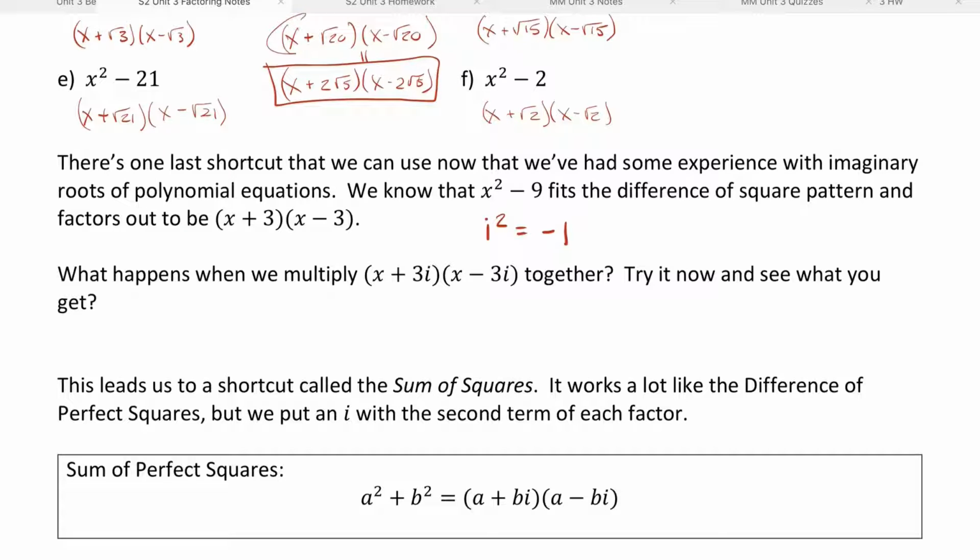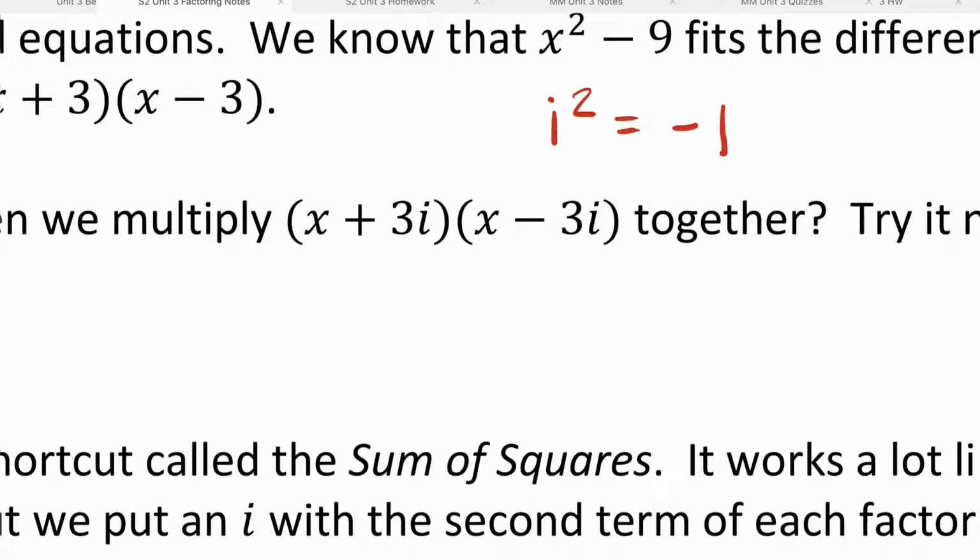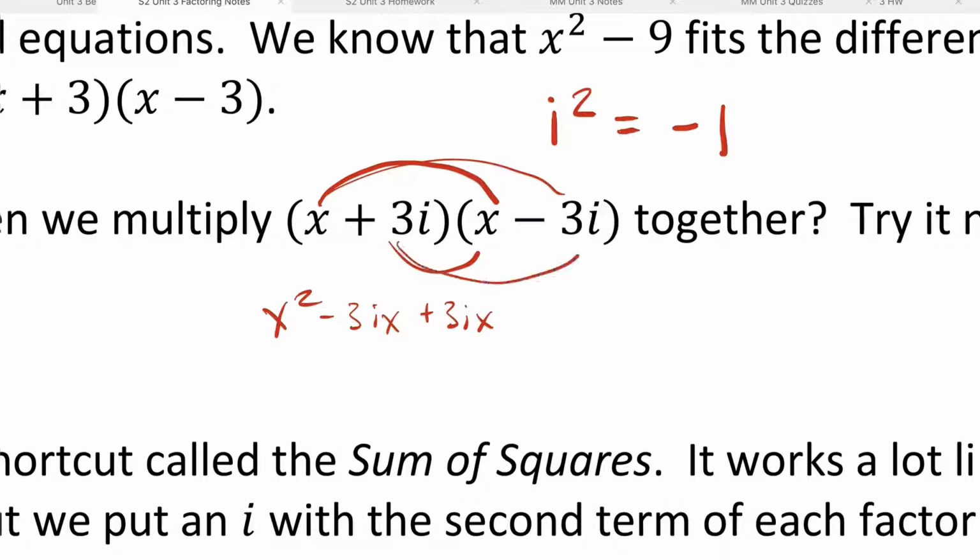So to try and figure out what would happen if we had imaginaries, let's go ahead and distribute, or FOIL. So here we would get x squared minus 3ix, plus 3ix, and then we would have -9i squared. Okay, in the past we've canceled those out. We'd have x squared minus 9, but we know that i squared is -1, so that would end up giving us x squared plus 9.